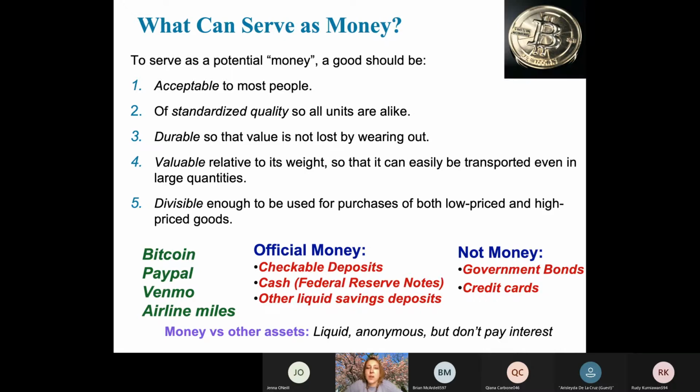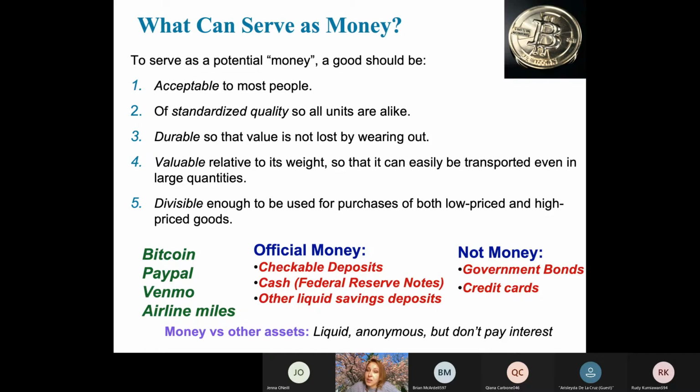So officially, what's money is checkable deposits and cash. Checking account and cash, and in some measures of money also your savings account. So when we talk about money, that's what we mean. So basically debit cards, cash, and not much else. There used to be traveler's checks, right? Those things are in the past.